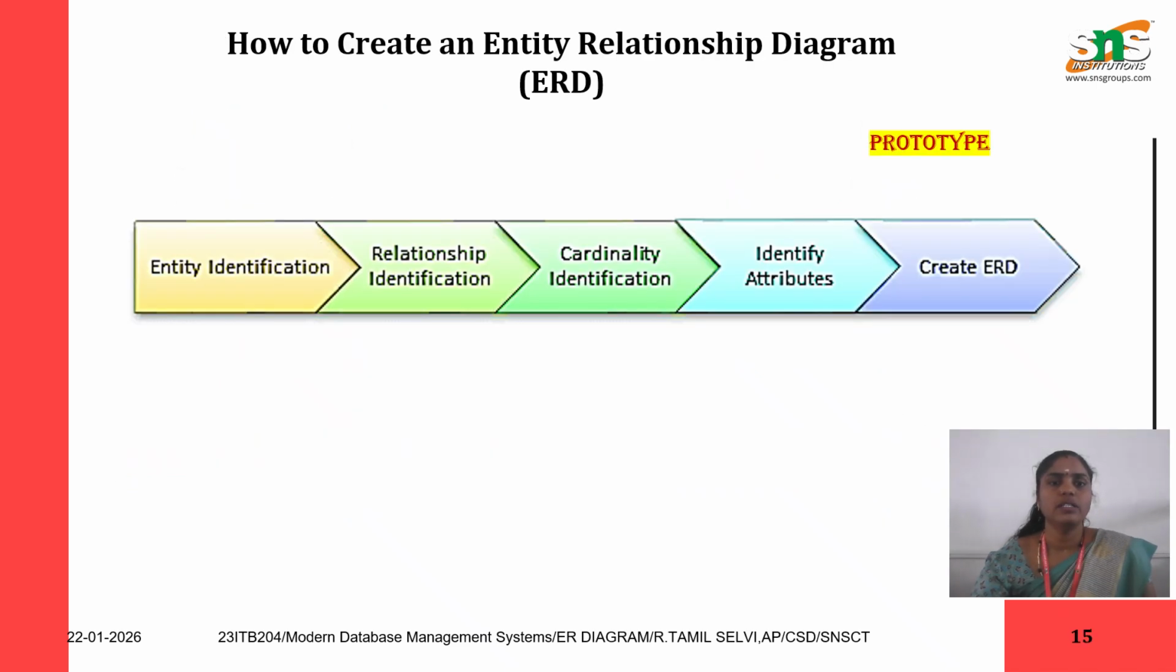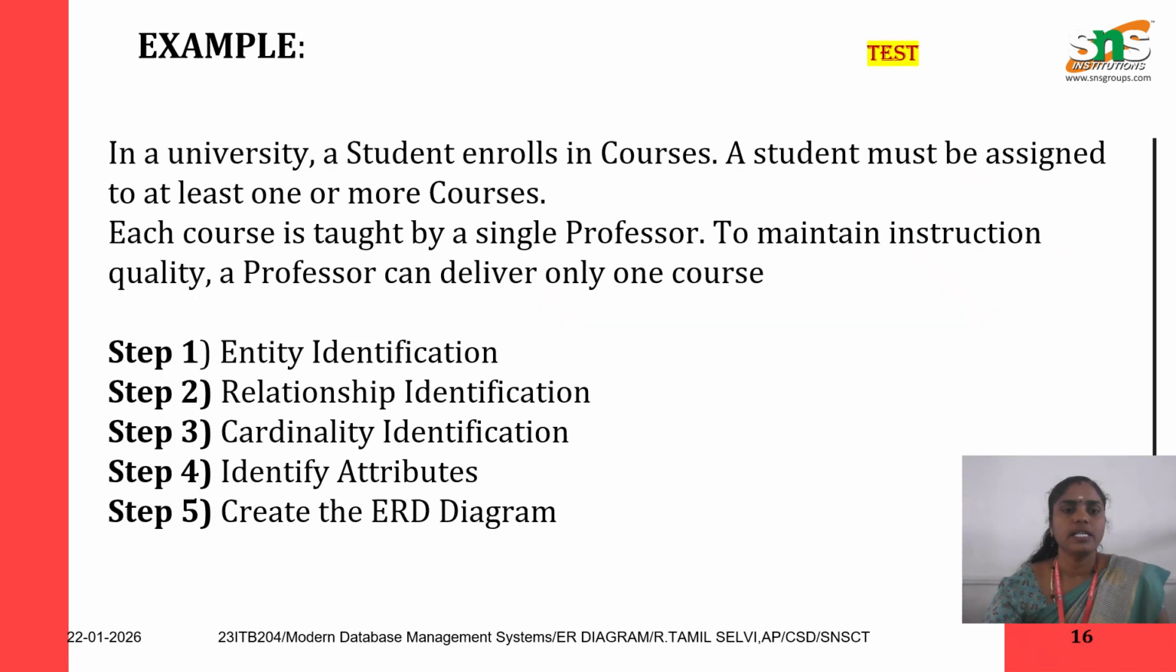So here I listed some steps to create an ER diagram. The first step is entity identification, and the second one is relationship identification, and the third step is cardinality identification, the fourth one is identify attributes, and finally we can create our entity relationship diagram. Let's see one by one.